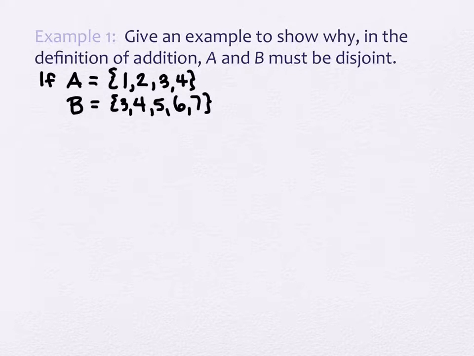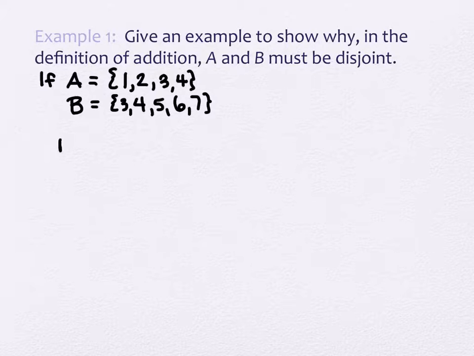These sets are not disjoint, right? Why not? They have a 3 and a 4 in common. Disjoint are the ones that don't have anything in common. So if I were to erase the 3 and the 4 from one of them, these would then become disjoint. But right now, they're not disjoint.